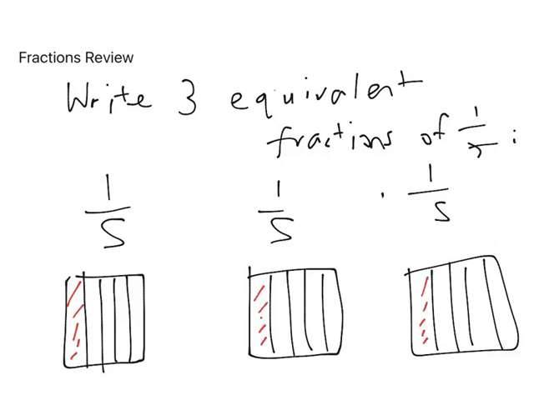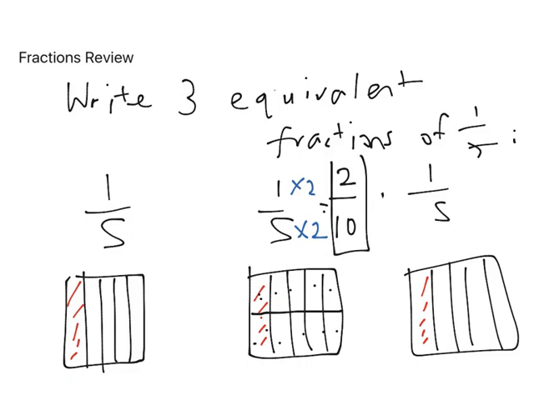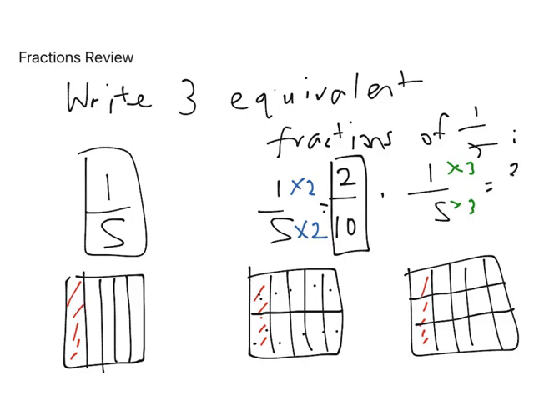Well, if we divide this in 2, now we have 2 times as many parts. Now we have 10 parts. 1, 2, 3, 4, 5. And we have 2 of them. So 2 out of 10 is an equivalent fraction. Similarly, we can divide this into 3 parts. If I do that, times 3, and I get 3 out of 15.